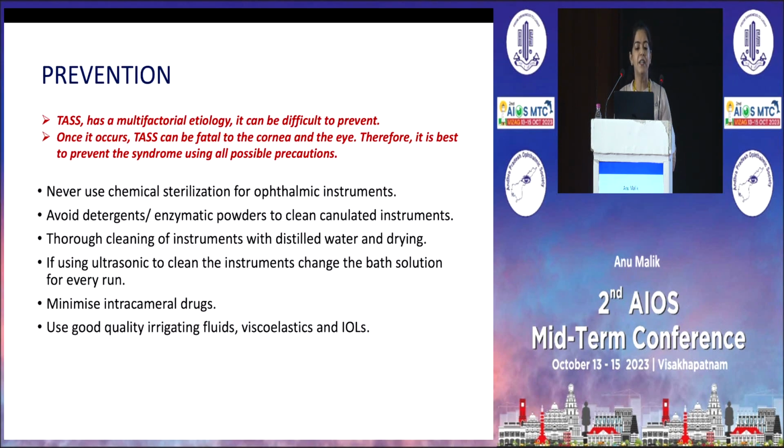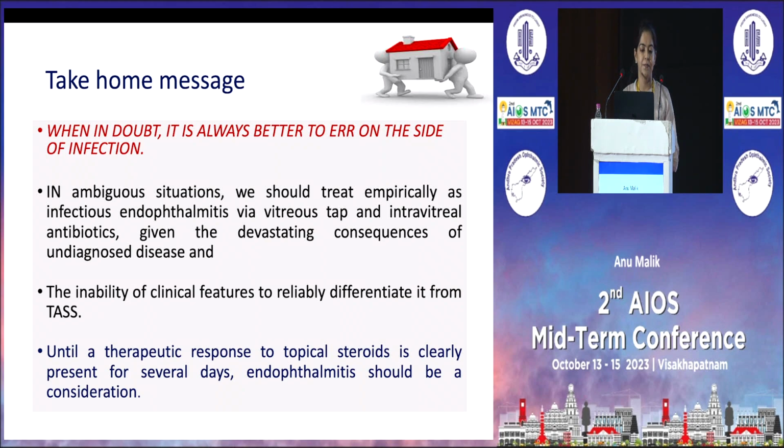So TAS has a multifactorial etiology. It can be difficult to prevent. Once it occurs, TAS can be fatal to the cornea and the eye. But it can be prevented. It is best to prevent the syndrome using all possible precautions. So whenever we are in doubt, it is always better to err on the side of infection.